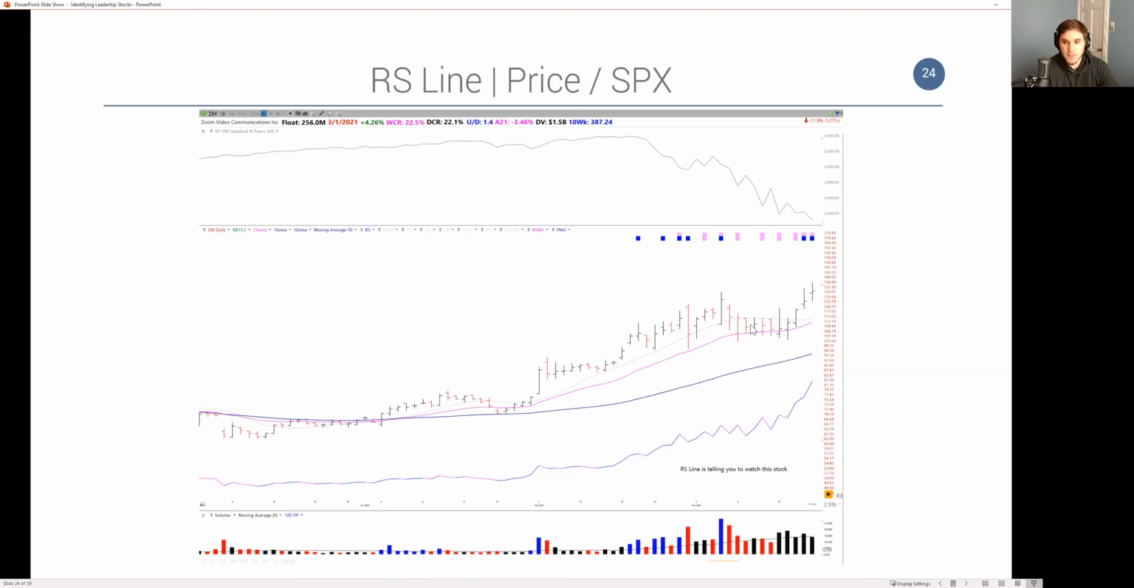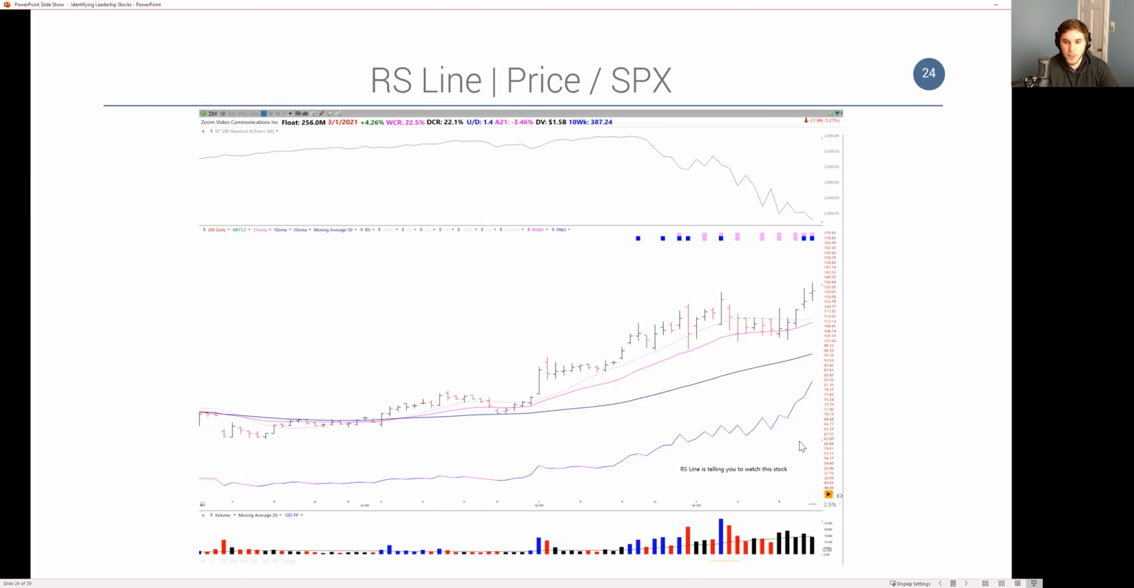And the next aspect is the RS line, which is down here on my chart and also in MarketSmith. So this RS line at any point is the price of the stock divided by the price of the index that's being compared to. So in this case, the SPX. And basically, the value does not matter at all, but the trend and the trajectory definitely matters.